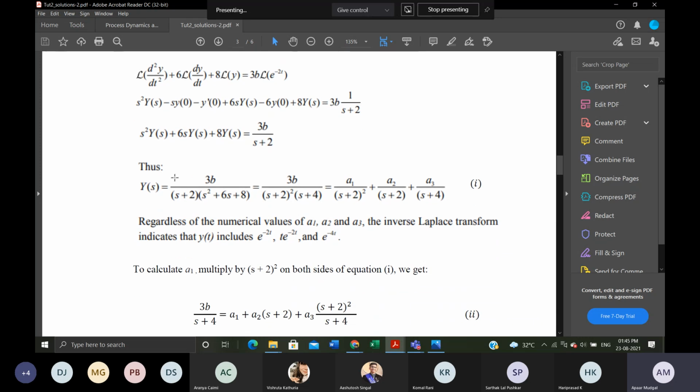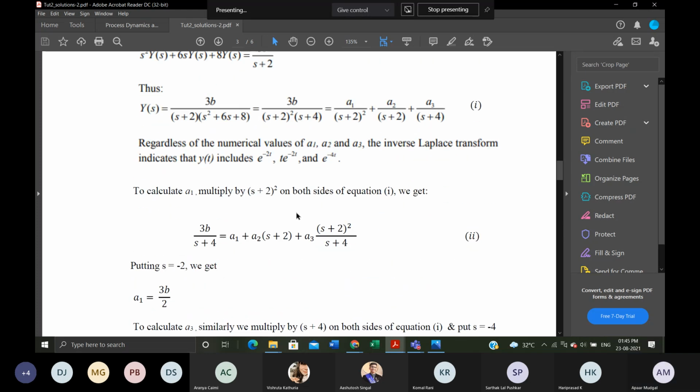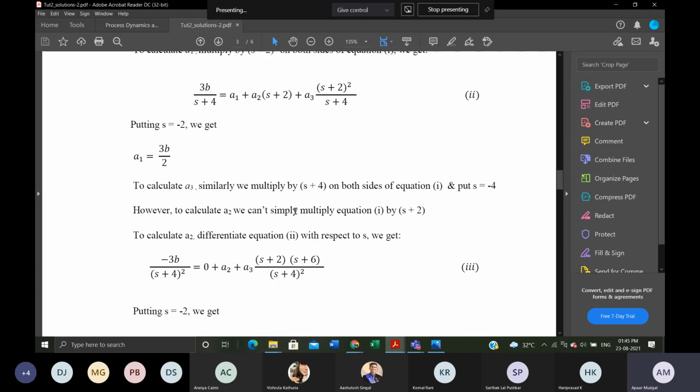Apart from that, we can also find the values for a1, a2, a3. Now, to find these values, we can multiply s plus 2 to find a1. We can multiply s plus 2 square on both sides of this equation and put s equals to minus 2, and then we can get a1. Using this technique, we can find a2 and a3 respectively also.